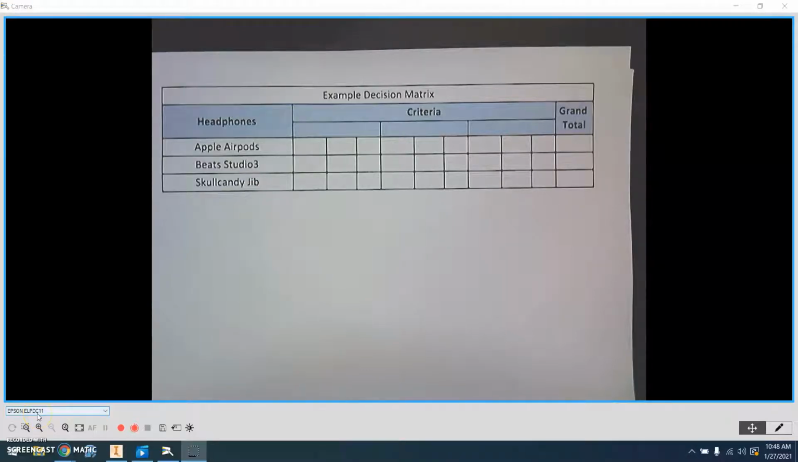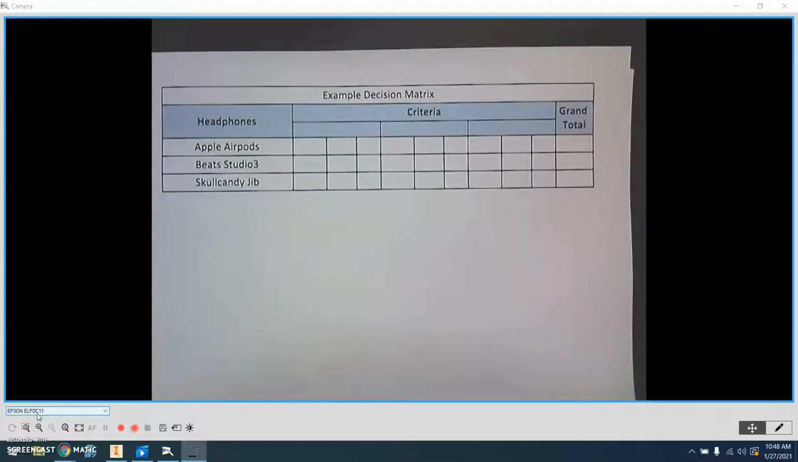In this video, I'm going to show you guys how to set up and use a decision matrix. Engineers use a decision matrix when a list of possible designs must be narrowed to one choice, and the decision must be made on the basis of several criteria.